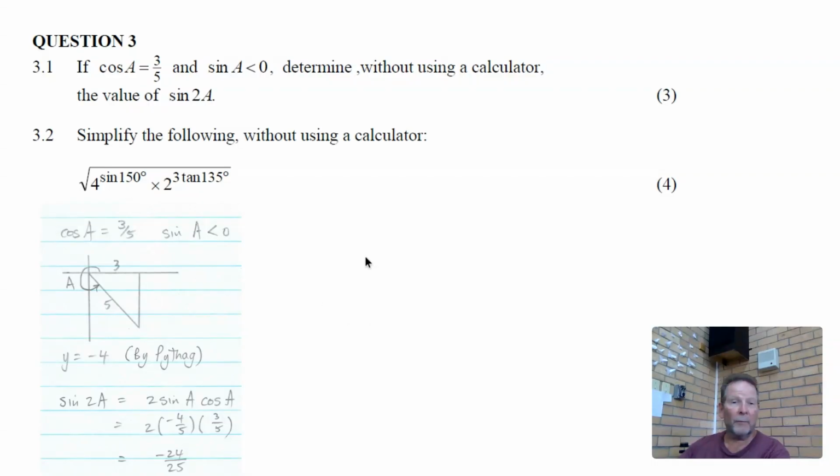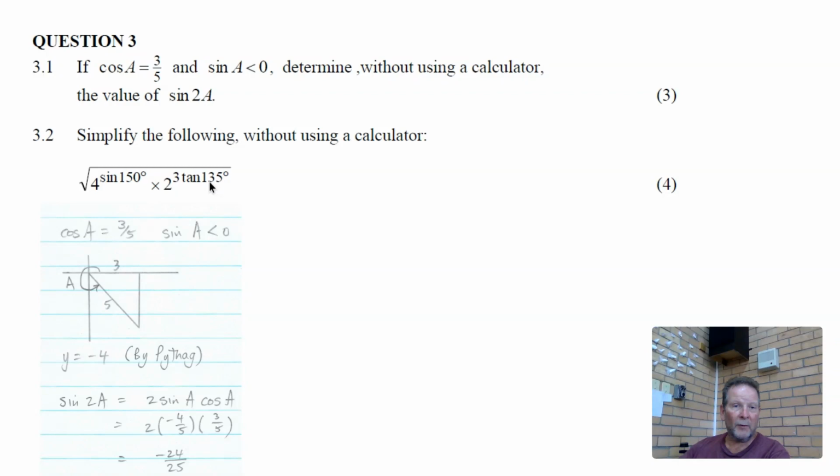Now, this one freaked a bunch of people out. They thought, oh no, what's going on? I've never seen anything like it. But the sine of 150 degrees, well, that's the same as the sine of 30 degrees. And what is the sine of 30 degrees? It's just a number. So that must just be a half. And what's 4 to the half power? That's the square root of 4. So this whole thing just must be 2.